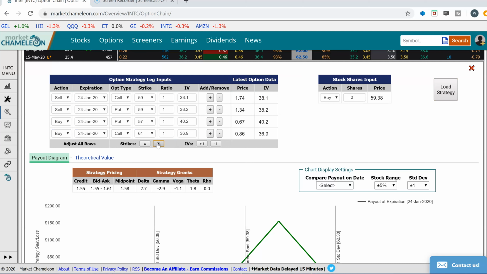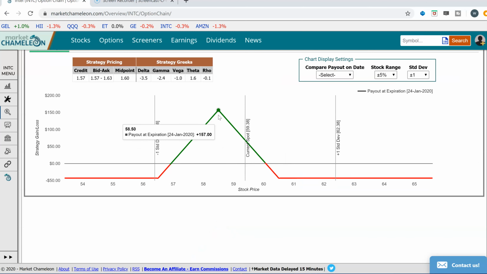We like the strategy, but we think it's going to drift a little bit lower. So we're going to take a look. I'm going to lower it here by 2 strikes. Let's reload it. So here you see now we shifted this strategy down a little bit.